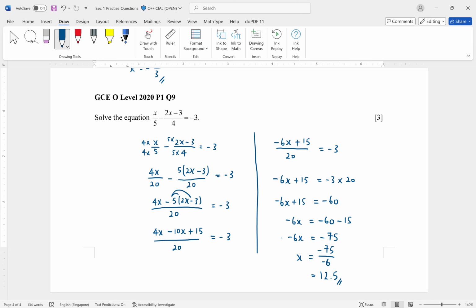Right, so I'll just repeat again for questions like this. You want to combine the left side into a single fraction. Then after that, you can cross multiply the denominator to the other side. Then you can solve the equation, right?